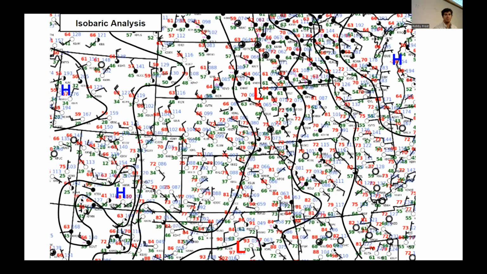All right, so here's an example of what one might look like. We have our surface plot up here. Again, here's all of our surface stations, really similar to what we just talked about. And I've gone ahead and drawn on the isobars, the lines of constant pressure. From this, we can get a sense of what's going on. We have some kind of trough feature right through here, and I added a little low symbol.